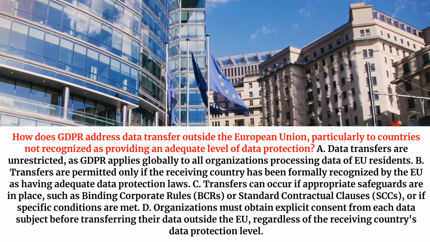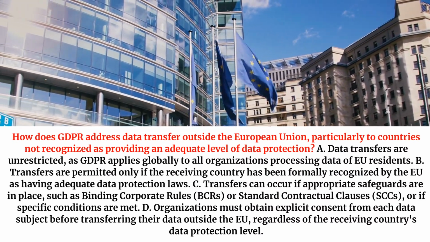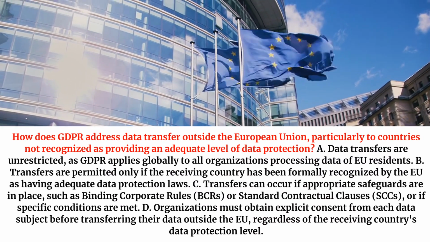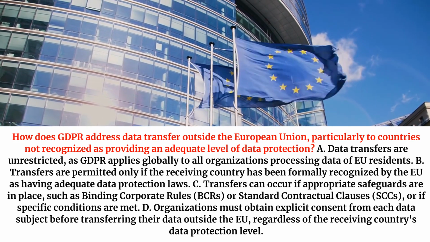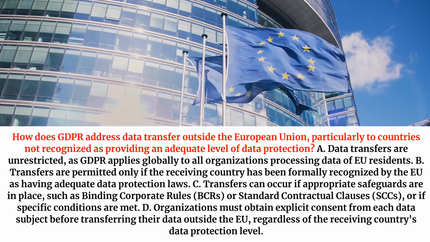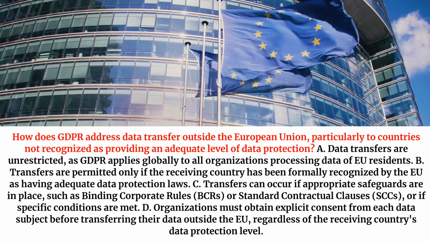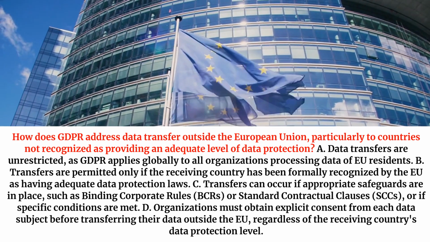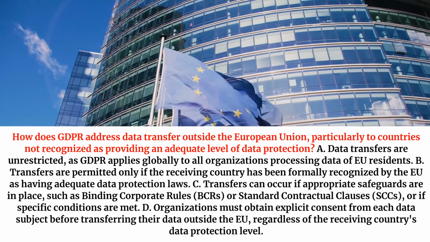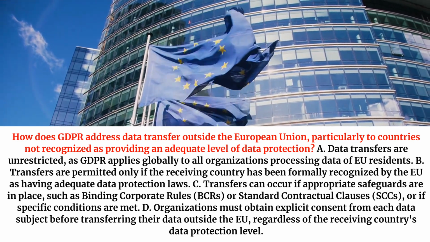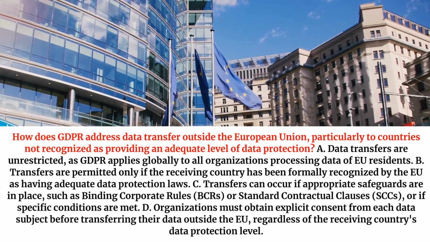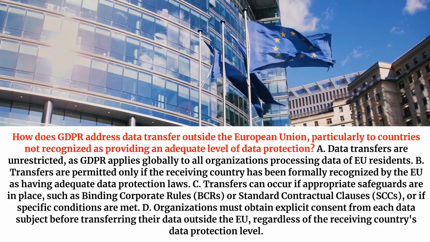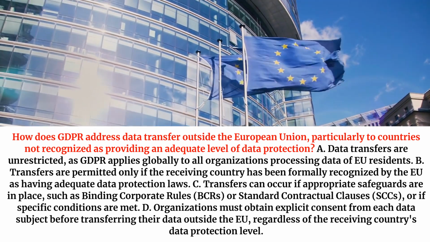How does GDPR address data transfer outside the European Union, particularly to countries not recognized as providing an adequate level of data protection? A. Data transfers are unrestricted, as GDPR applies globally to all organizations processing data of EU residents. B. Transfers are permitted only if the receiving country has been formally recognized by the EU as having adequate data protection laws. C. Transfers can occur if appropriate safeguards are in place, such as binding corporate rules, BCRs, or standard contractual clauses, SCCs, or if specific conditions are met.